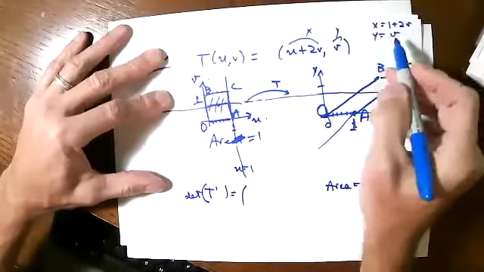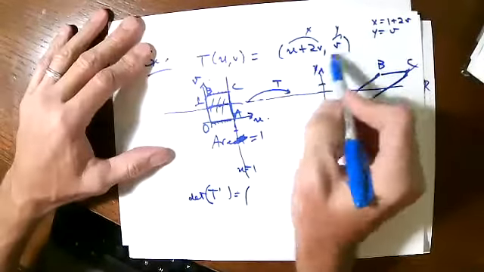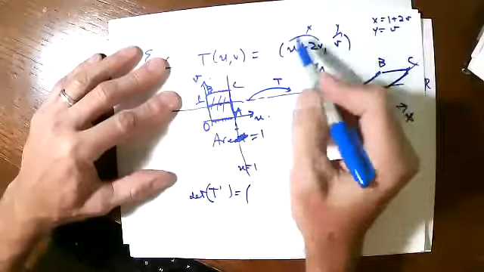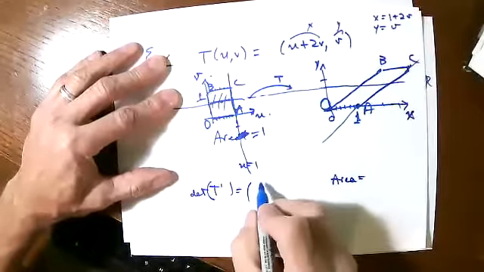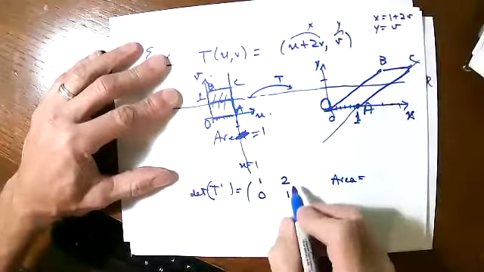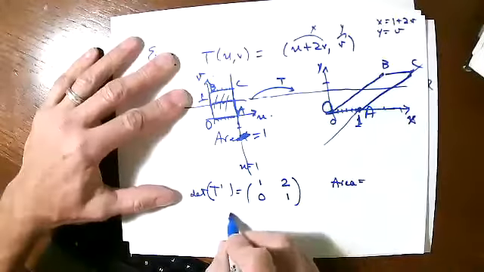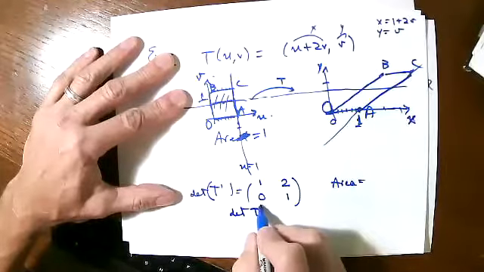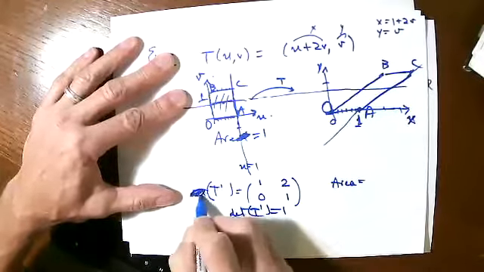Let's see, where'd it go? To find the derivative of this function of u and v, I'll differentiate x with respect to u and v, differentiate y with respect to u and v, and there's my matrix. And while I've got the matrix handy, let me point out that the determinant is equal to 1.